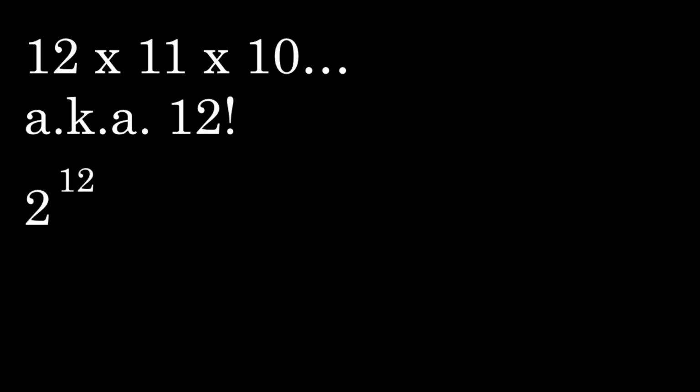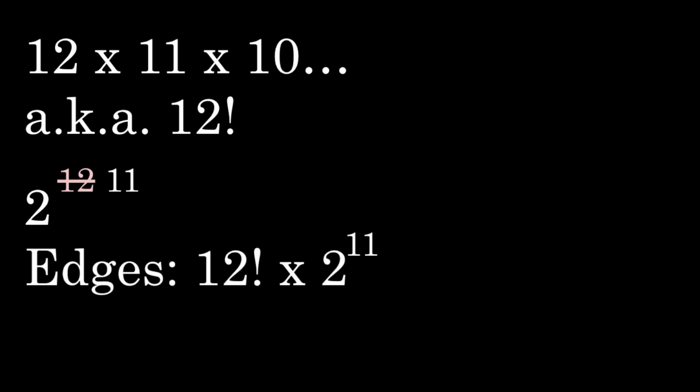Each edge can also be flipped in one of two ways. However, it is impossible to have an odd number of flipped edges. After all of the other edges have been chosen, the last one only has one possibility. We have to take away a 2, and we multiply 12 factorial by 2 to the 11.